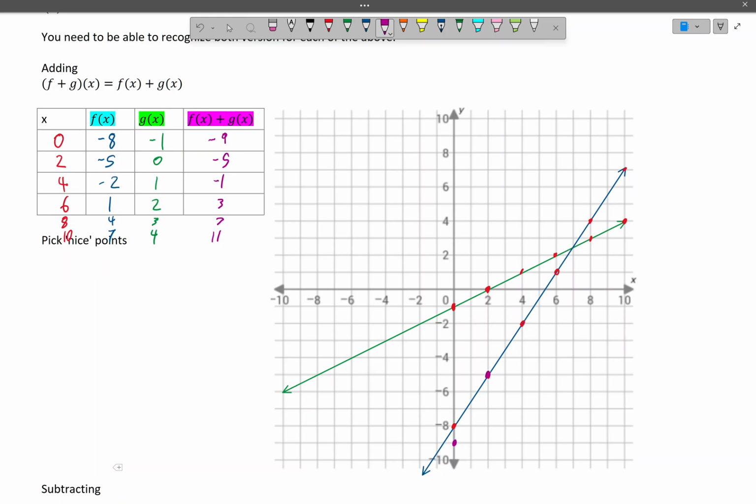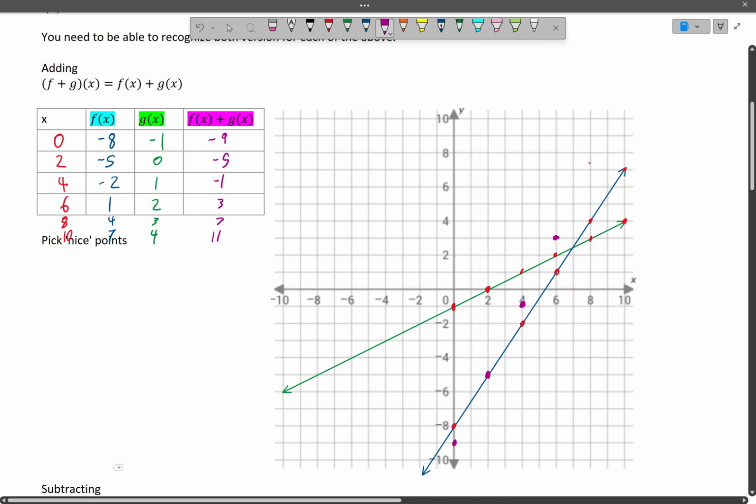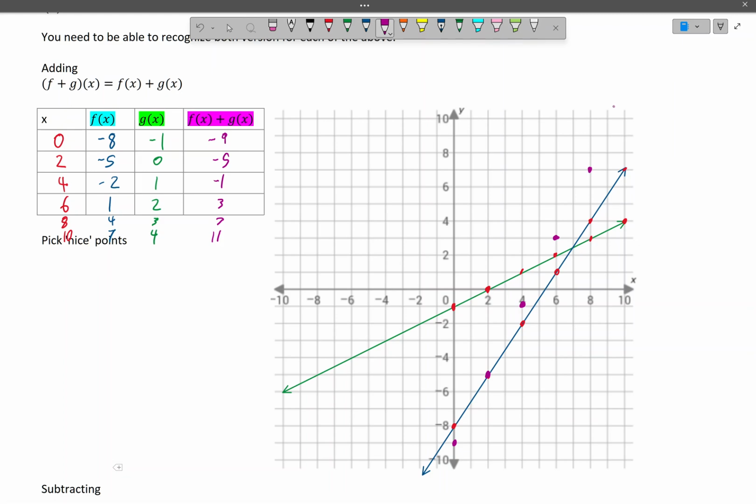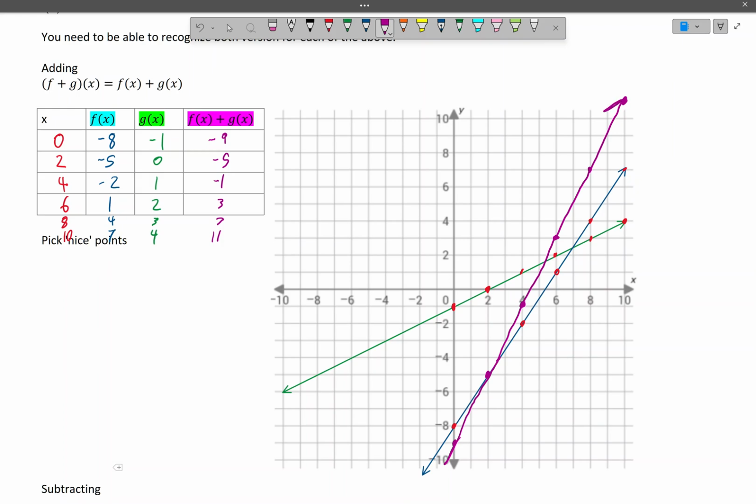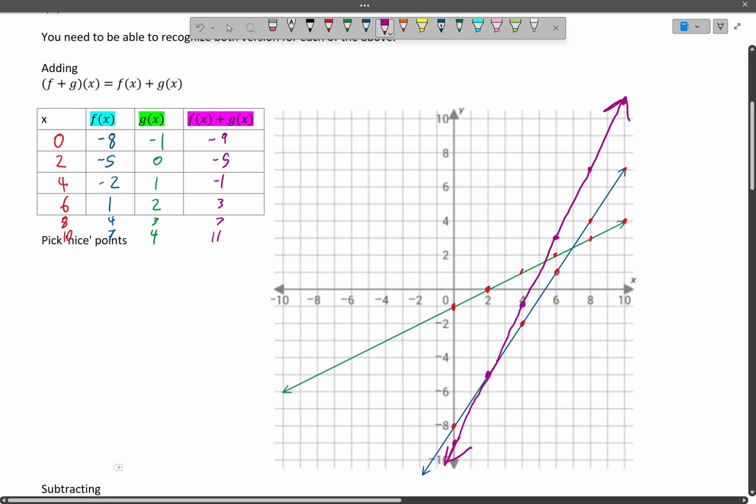Then it'd be here. Then it would be here. Then it would be here. And this one's what, at 7? Yeah, 7. And this last one would be at 11. So it's slightly off screen there. But you can see that this purple line is roughly what that looks like.